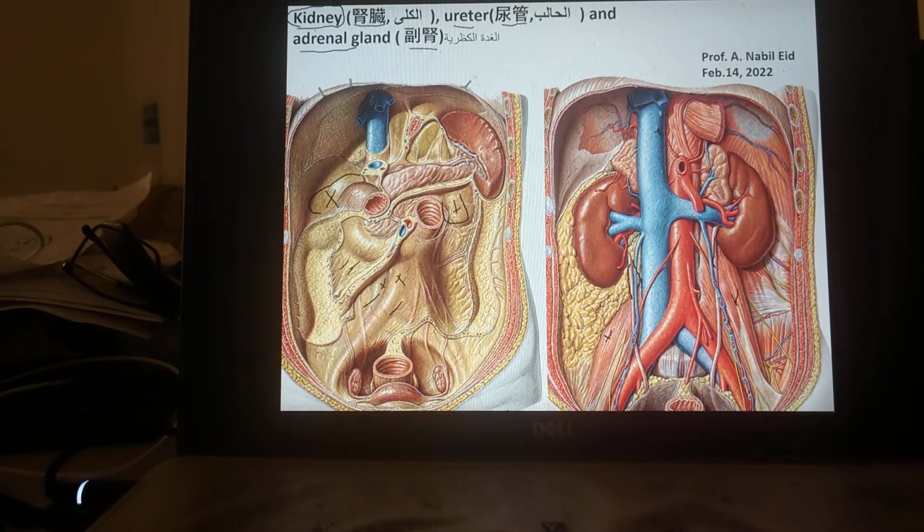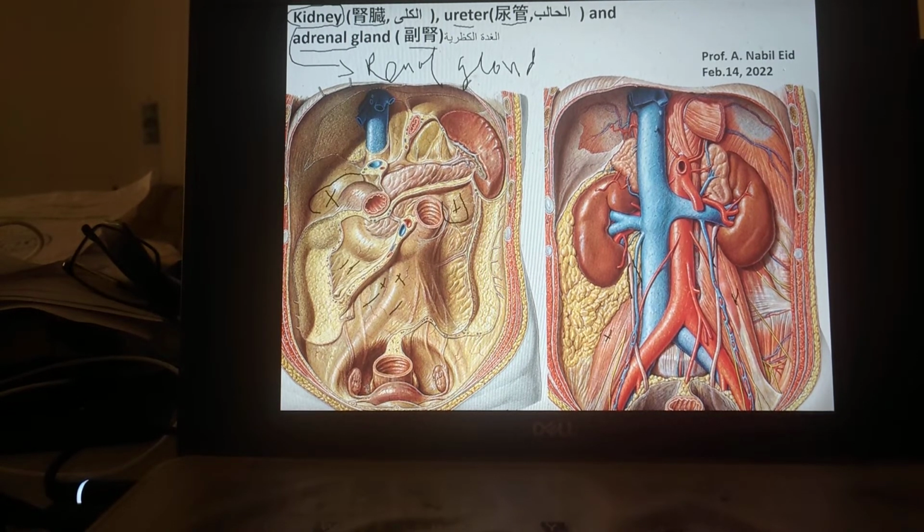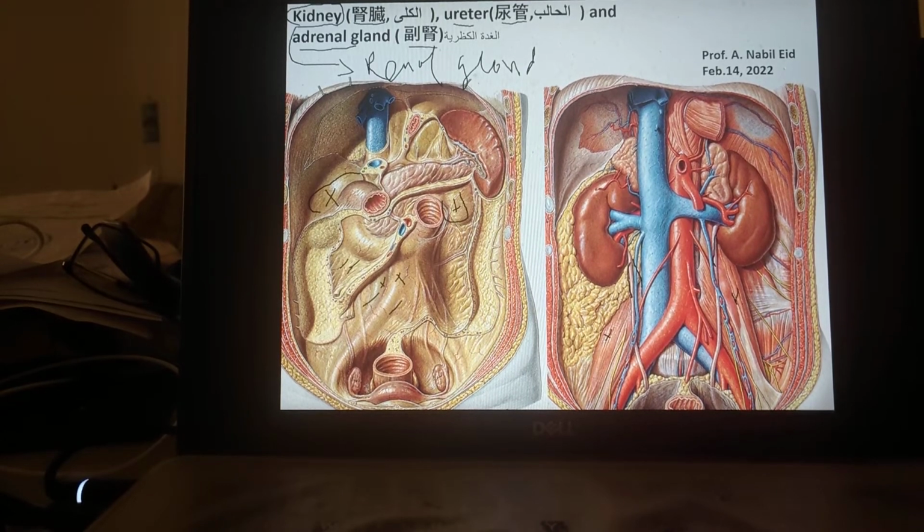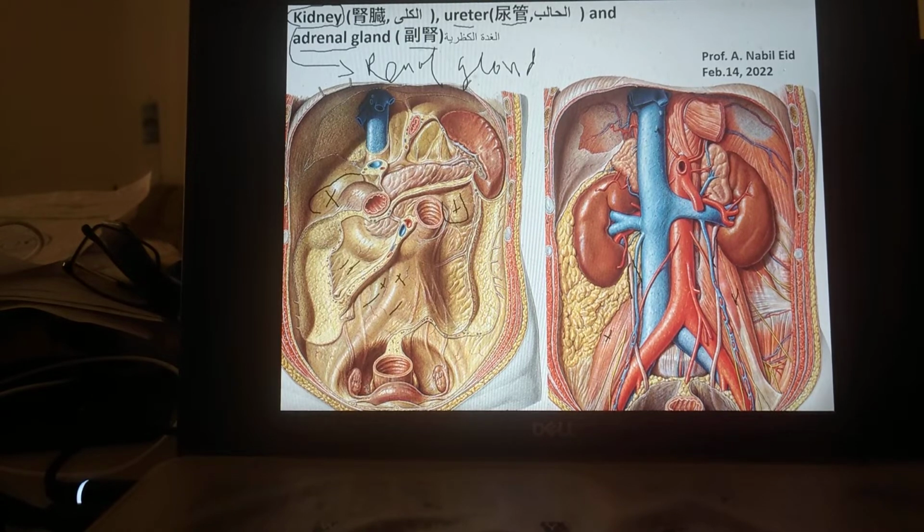The kidney could be called a renal gland because it has a hormonal function. It secretes a hormone called erythropoietin, which is important for RBC production. But the main function, as you know, for the kidney is formation of urine.